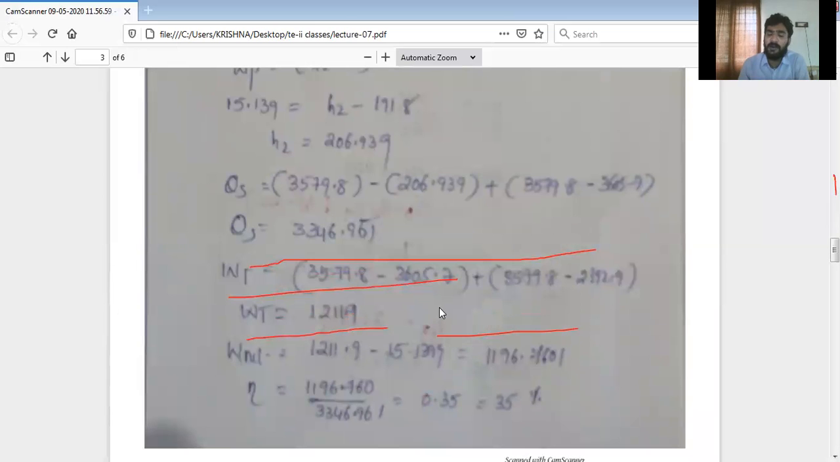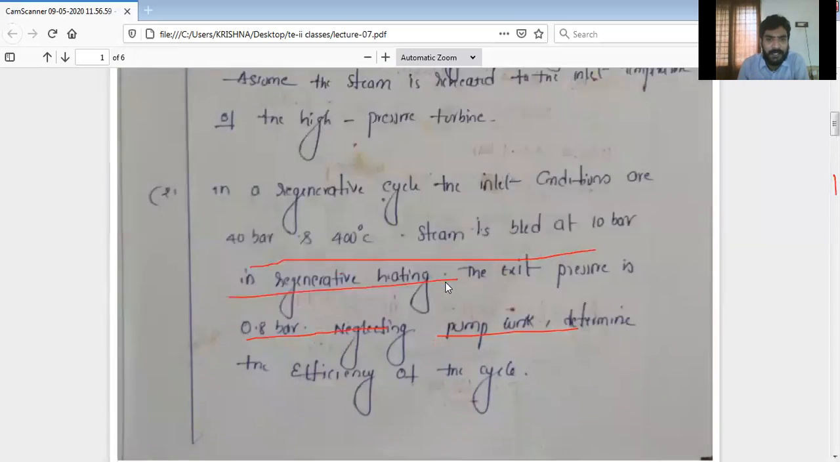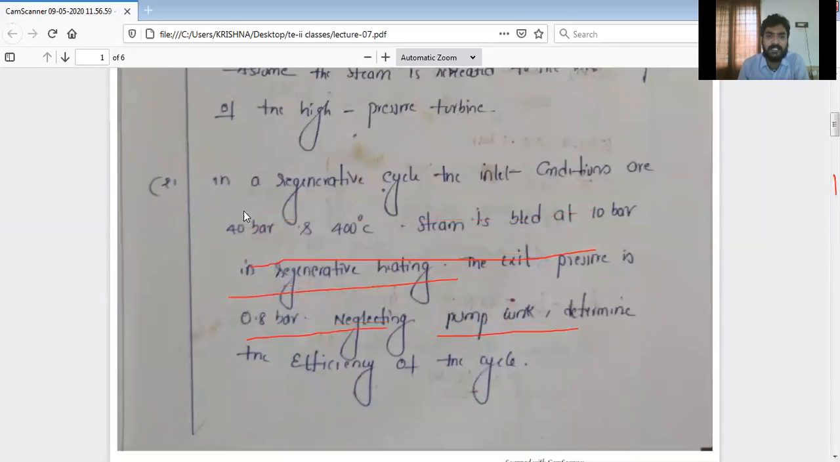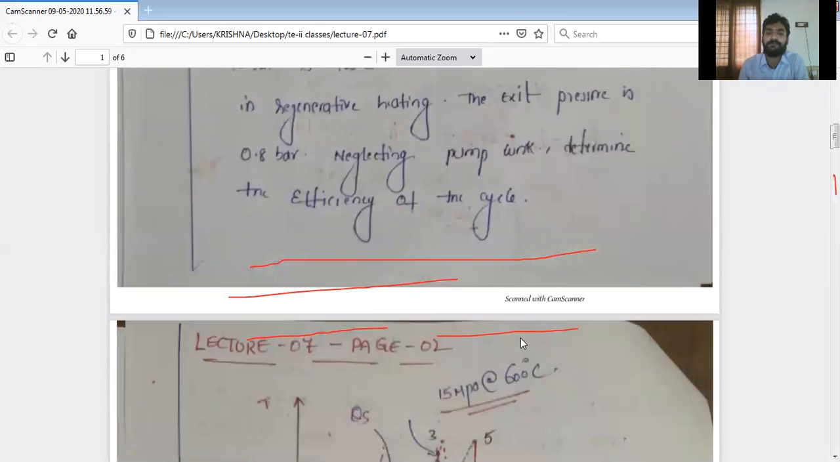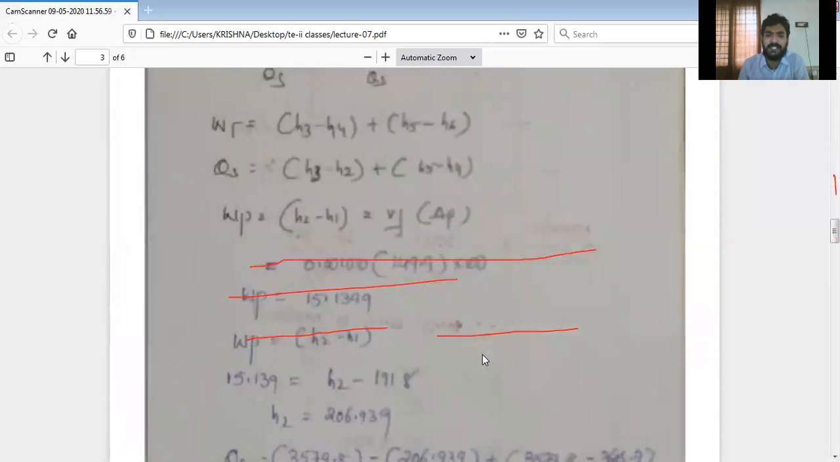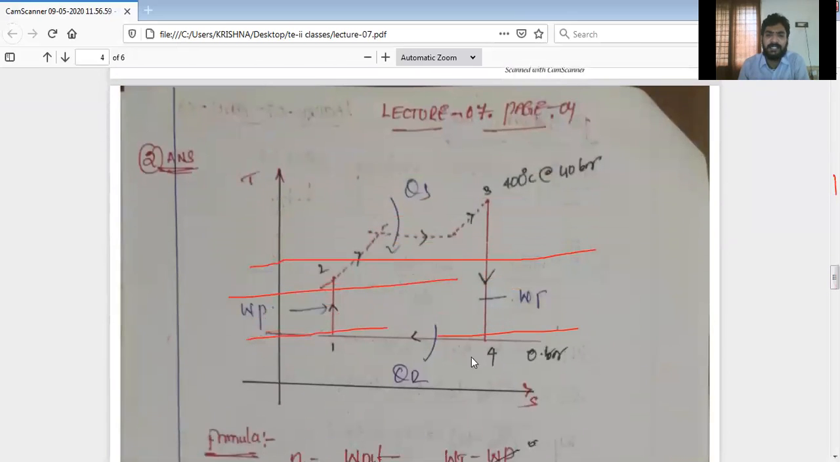Okay, this is problem number 1 related to the reheating Rankine cycle. Then the regenerative Rankine cycle, this is the problem. In a regenerative Rankine cycle, inlet conditions are 40 bar and 400 degrees. Steam is bled at 10 bar in regenerative heating. The exit pressure is 0.8, this is the condenser pressure. Neglecting pump work, so Wp is neglected. Determine the efficiency. See here, this is the diagram.